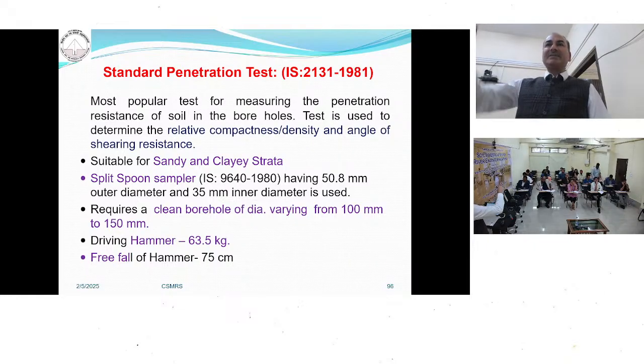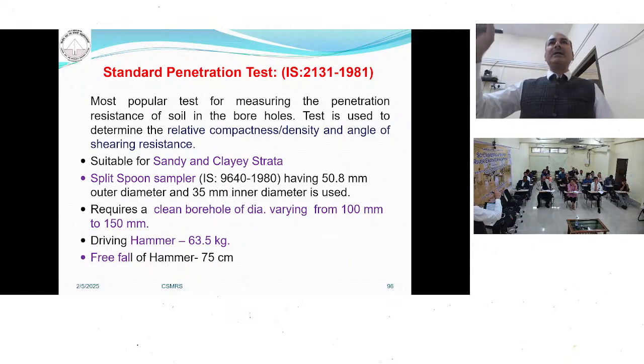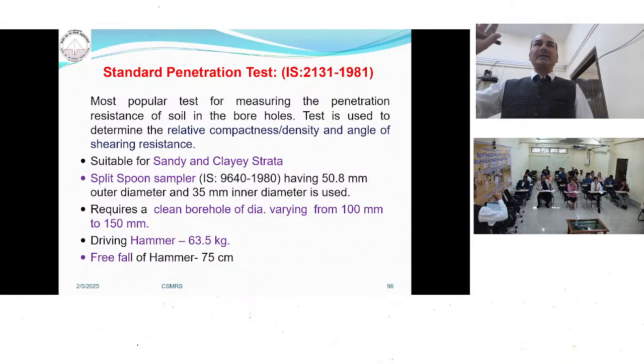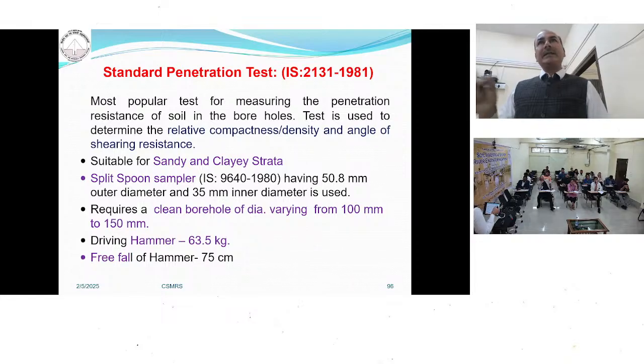So we drive it 15 centimeters. We know how many blows are required. The first 15 centimeters is called the seating drive. We again drive for 15 centimeters and calculate how many blows are required. Again drive it. The number of blows in the last 30 centimeters is called the SPT value.